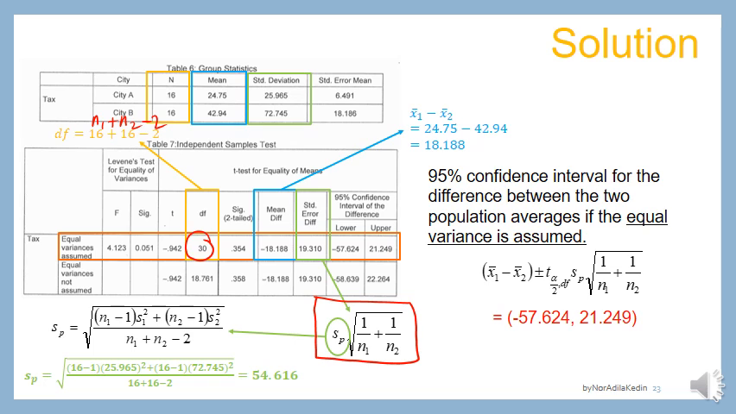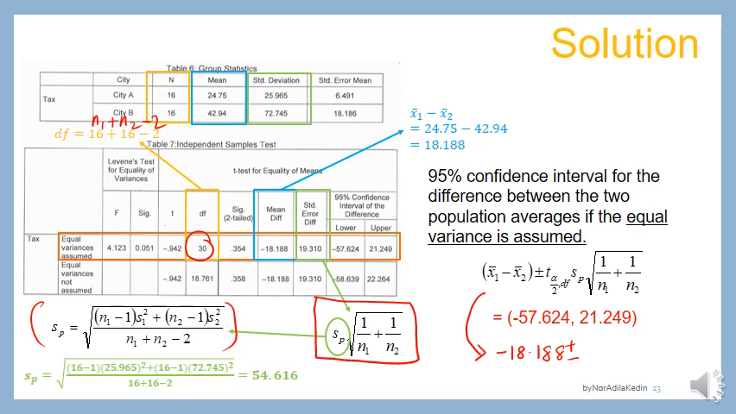Tapi awak kena cari dulu pool standard deviation, which is this one. So kalau you multiply 54.616 dengan square root 1 over n1 plus 1 over n2, awak patut dapat 19.310. Kalau soalan tidak suruh awak buktikan standard error tu sama dengan 19.31, tak perlu show your calculation semua, terus ambil saja nilai. So sebenarnya semua ni dah ada dalam tu. X bar 1 minus X bar 2 adalah your mean difference, negatif 18.188.